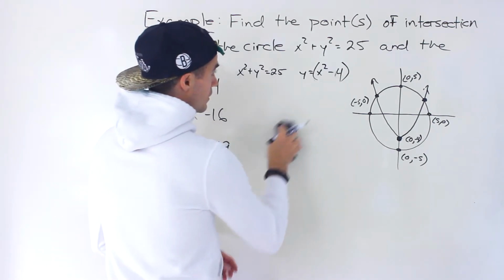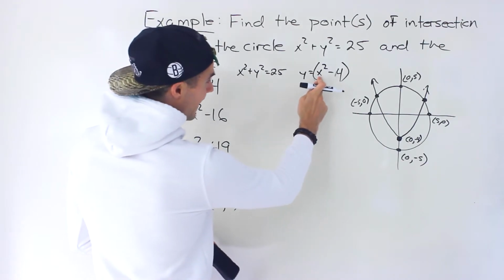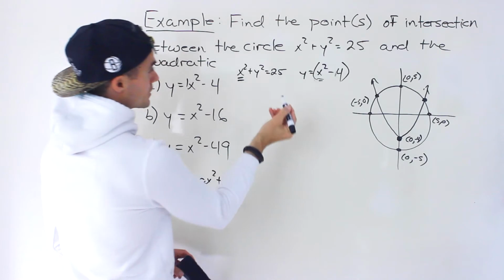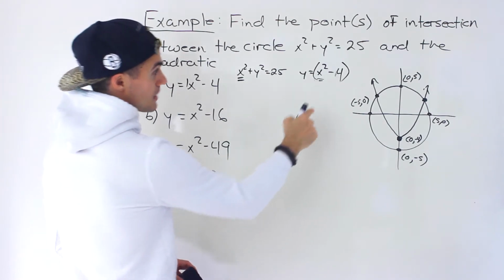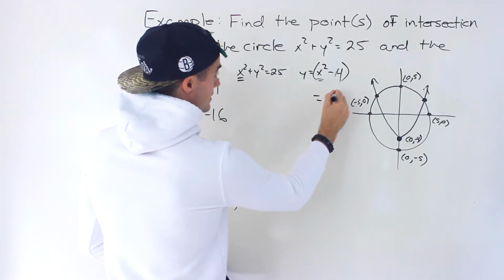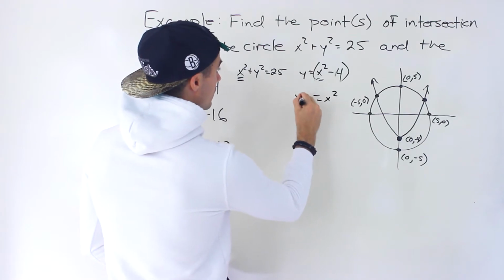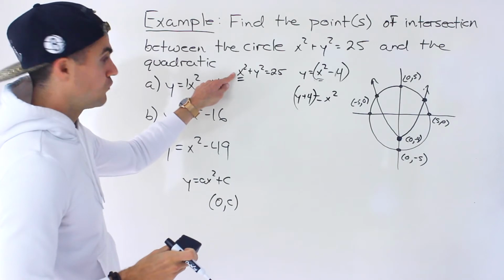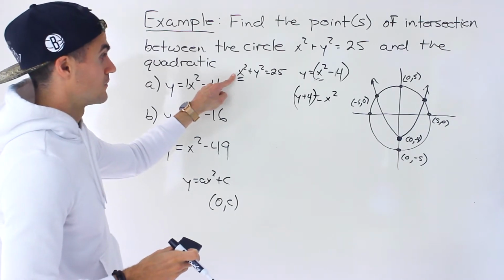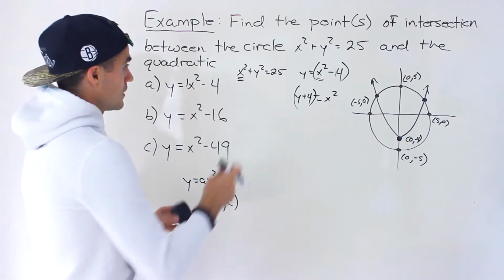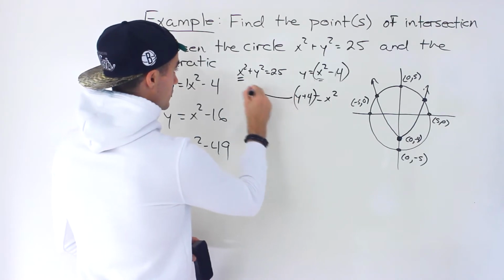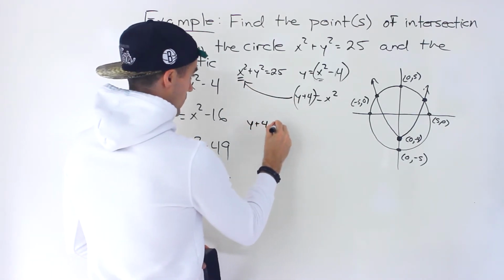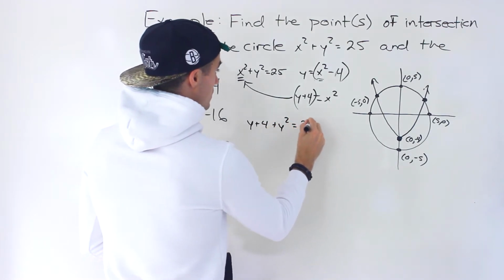What you can do here, if you notice, we have an x squared expression here, and we also have an x squared expression here. So what I'm going to do is isolate for this x squared. I'm going to bring the negative 4 over. And then I could plug in this y plus 4 for that x squared. And then notice the exponents when we do that. So if I take that and plug it in here, we would end up with y plus 4 plus y squared equals 25.